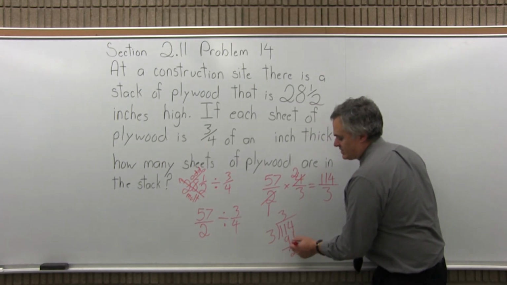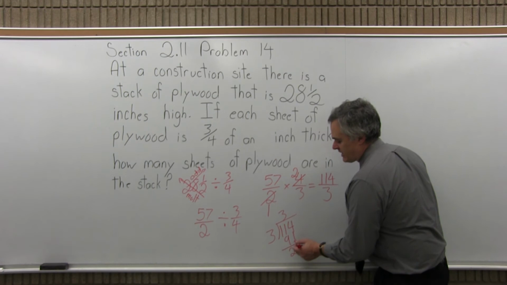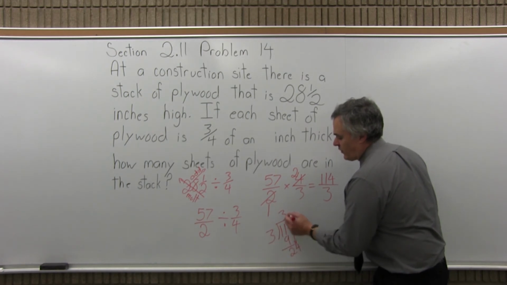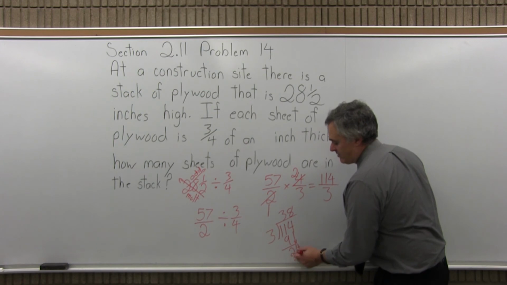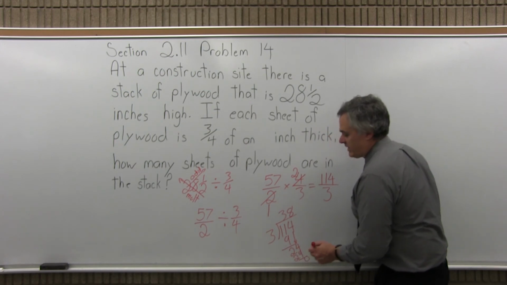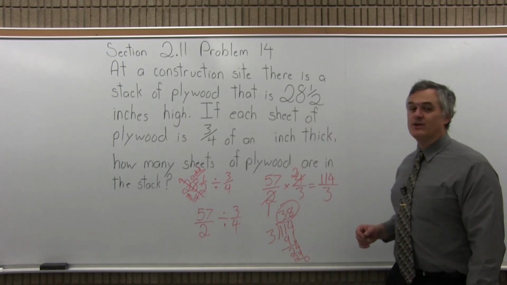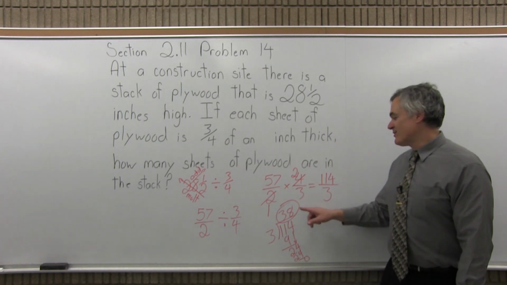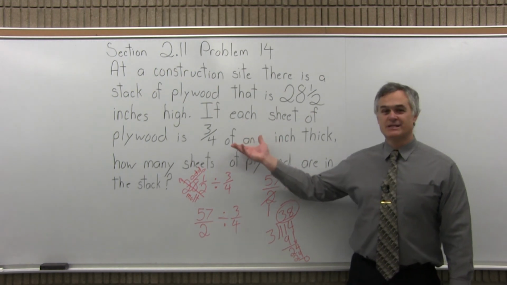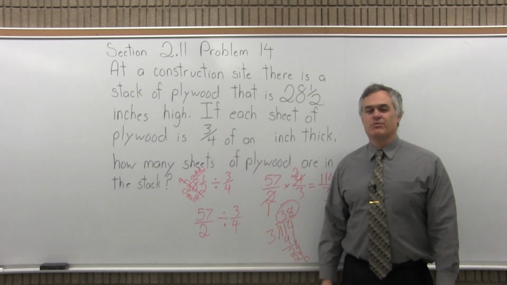Bring down the next digit next to the 2, so that 4 comes down. So now I divide 3 into 24. 3 divides into 24 8 times with a perfect fit and a remainder of 0. So now, even though 114 over 3 was the right answer, a little nicer form of the answer, how many sheets of plywood are in that stack? There are 38 sheets of plywood in the stack.